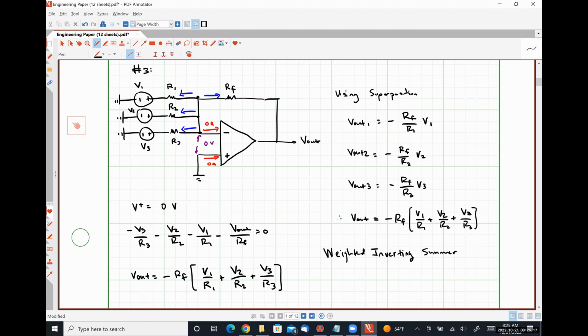So if we wanted to just have an inverting summer where we didn't want the different input signals to have different weights, we wanted them to all scale by the same amount, we would just make R1, R2, and R3 equal to the same resistor value. Then all of the inputs get scaled by the exact same amount. All right, so we have done addition.